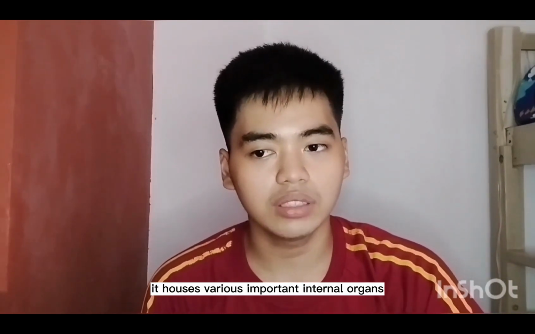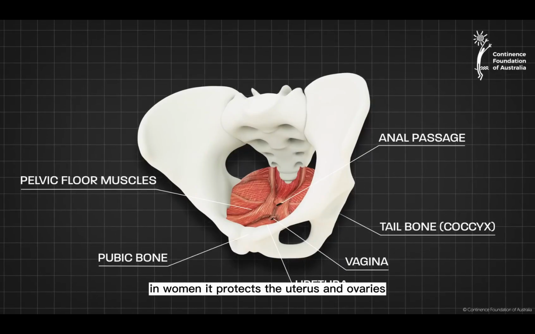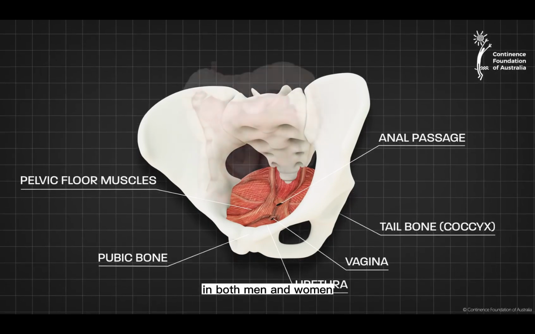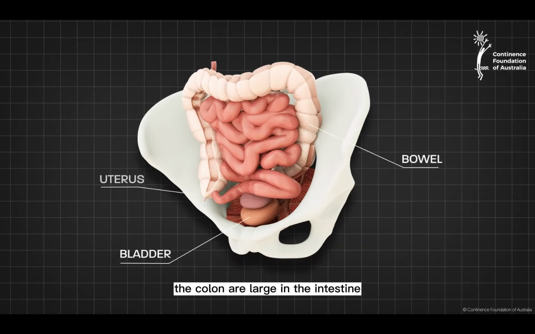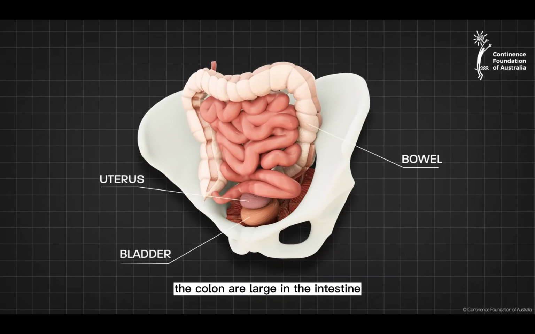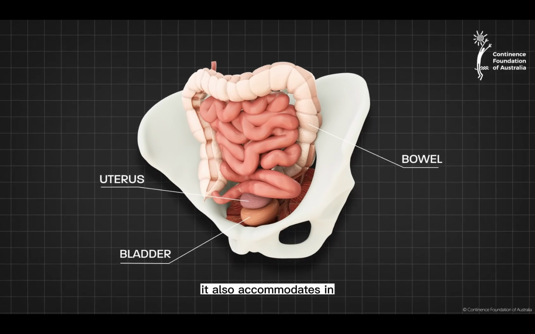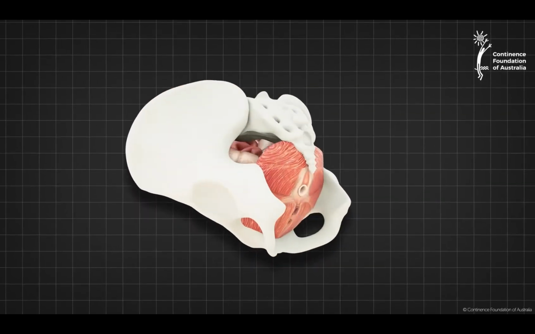The pelvis also protects the internal organs. It houses various important internal organs. In women, it protects the uterus and the ovaries. In both men and women, it protects the urinary bladder, the colon or large intestine, and the rectum. It also accommodates the birth canal during childbirth.